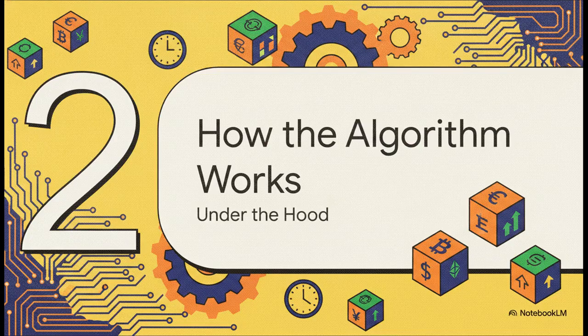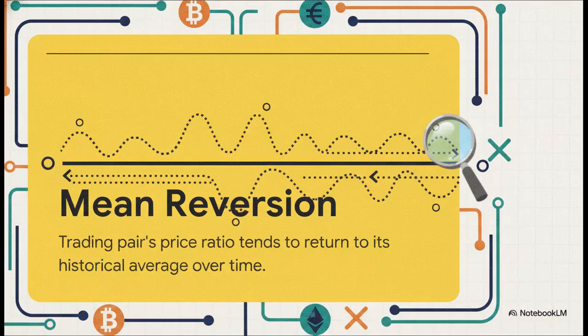Let's move to section 2, how the algorithm works. Under the hood. So how does this automated rotation actually function while you sleep? Well, the engine driving the whole system is mean reversion. This algorithm doesn't care about the news, and it definitely doesn't try to predict breakouts. Instead, it relies purely on the statistical tendency of a trading pair's price ratio to eventually return to its historical average. It's constantly monitoring the ratio between two assets and basically just waiting for the math to break down.